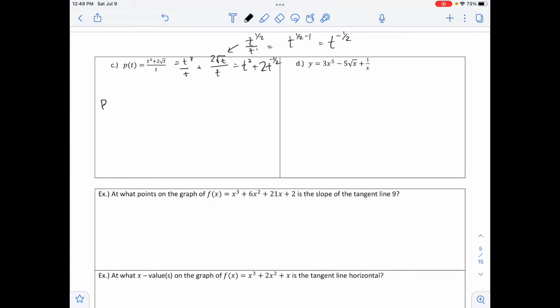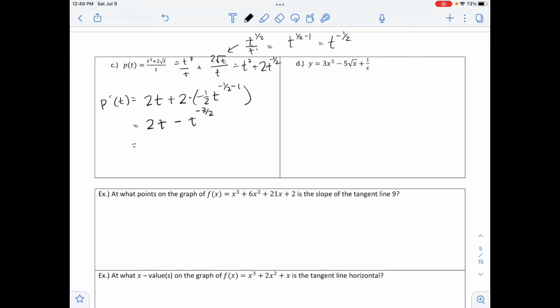So now I'm going to write p prime of t, so that way we know that we're now taking the derivative. And the derivative of our first term, which is t squared, is going to be 2t to the first power plus 2 times, and then that exponent's negative 1/2, so times negative 1/2, t to the negative 1/2 minus 1. We have 2t. Our 2's are going to reduce here. We have a minus sign now, and I get t to the negative 3 over 2.